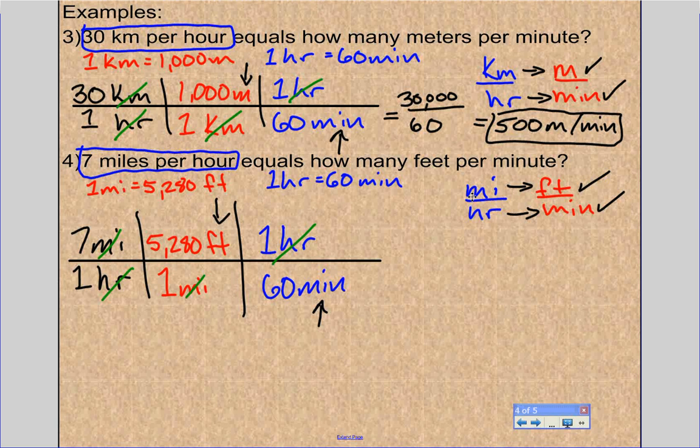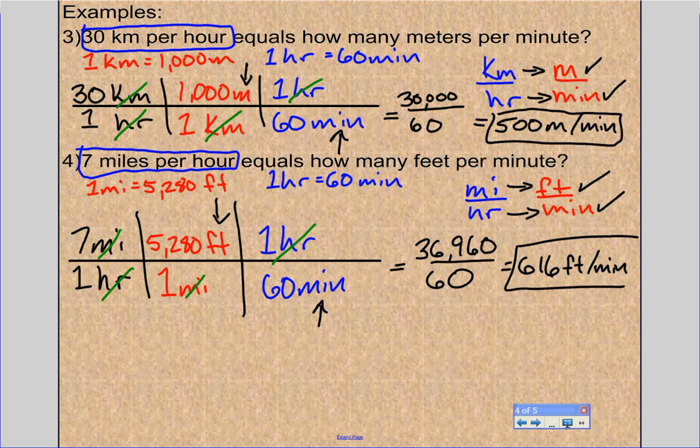So now I can just multiply straight across. 7 times 5,280 equals 36,960 over 1 times 1 times 60. So now I divide those, and I get 616 feet per minute. And that's my answer.